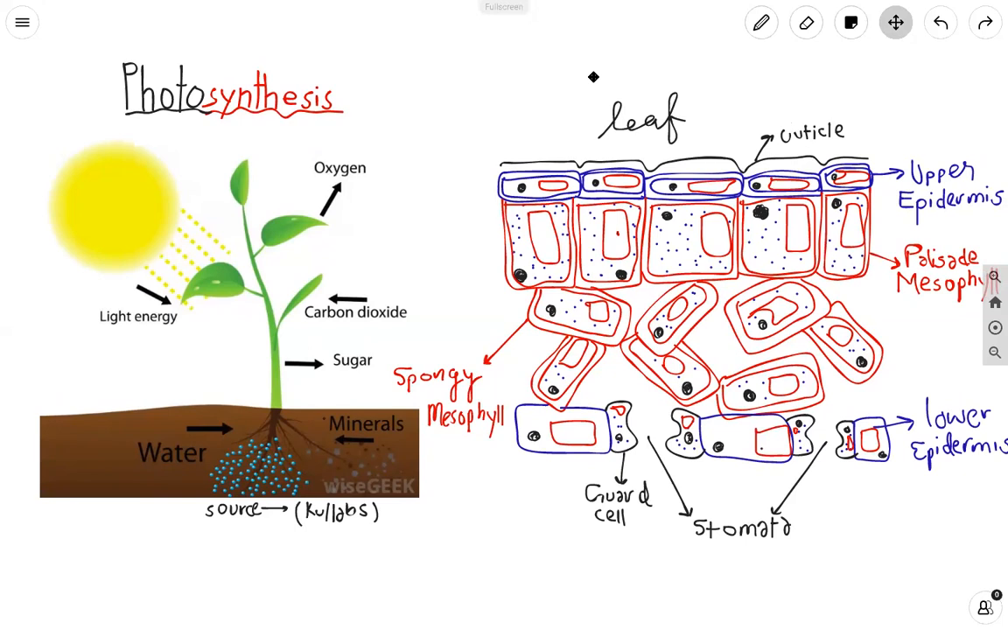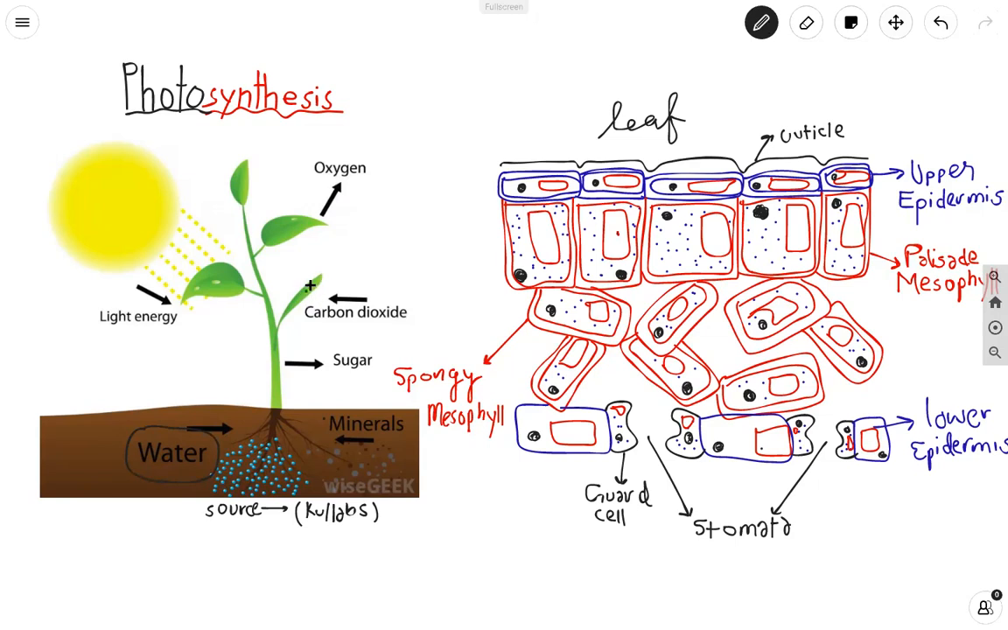Today we will be carrying on our study of photosynthesis, the process by which plants make their own food. So in the last lesson we saw how water is taken up by the roots and goes from the xylem tube into the stem and then into the leaves.